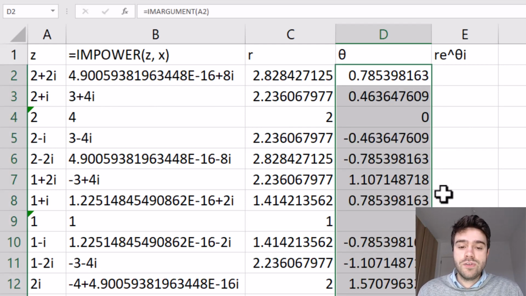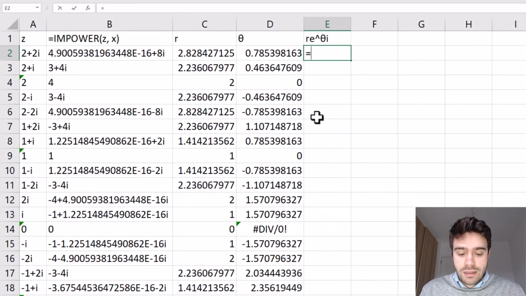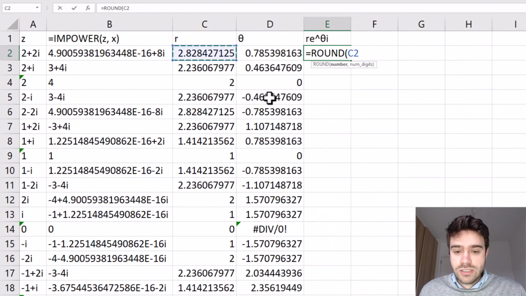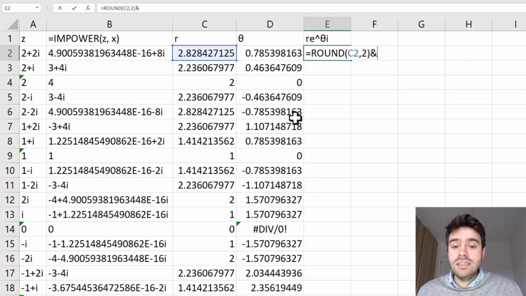Okay, so now we have sufficient information to write our complex number in the exponential form. So what would that look like? Well, let me round this r to 2 digits. And then I want to multiply this with e to the power. Now to do this, I will have to use string concatenation, right? Because complex numbers are not considered as numbers, but are considered as being text. So I take e to the power, and then in between brackets, I write theta. Now theta is equal to whatever we have in column D, being the argument.